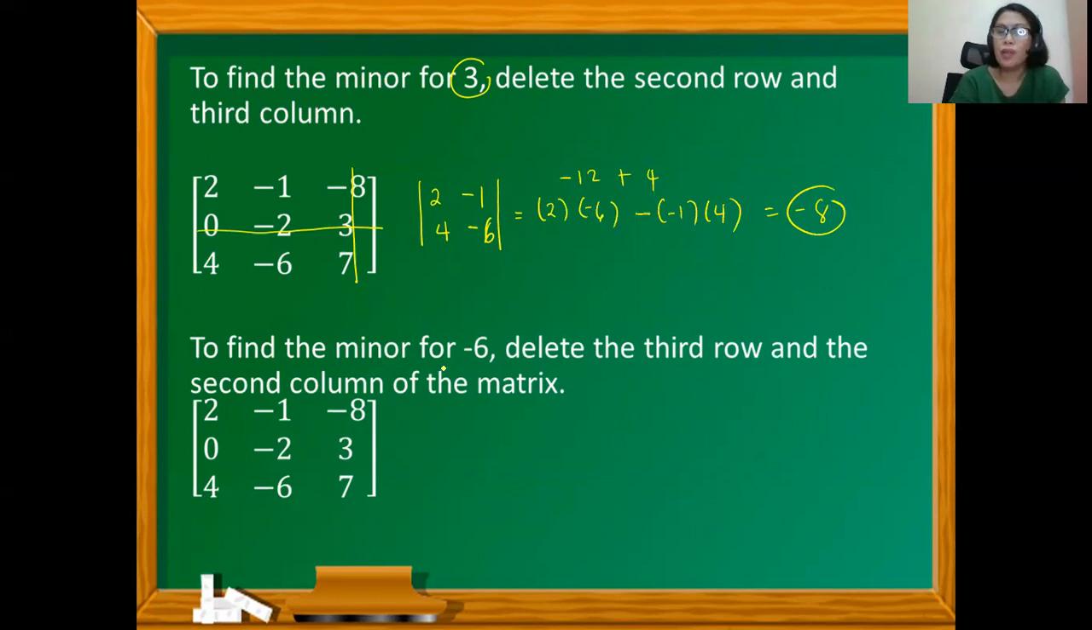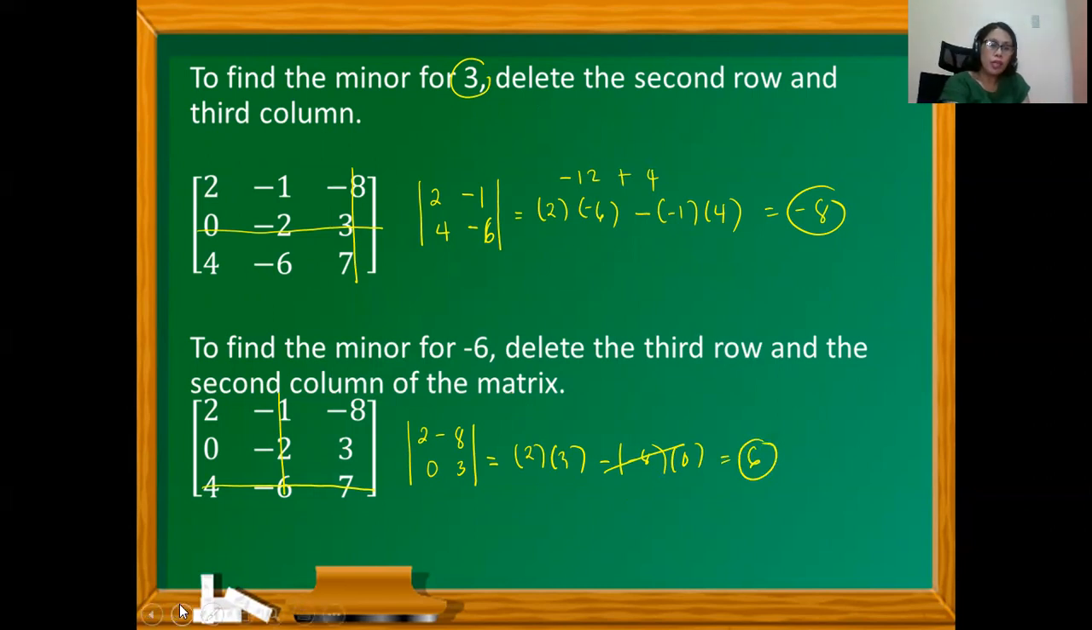Now, finding the minor for negative 6 requires us to delete the third row and the second column, since negative 6 belongs to this column and row. Okay? And then we will evaluate the determinant of this 2 by 2 matrix for us to calculate the minor for element negative 6. So we have the product of 2 and 3 minus the product of negative 8 and 0. And we know that this is 0. So the minor for element negative 6 is 6.